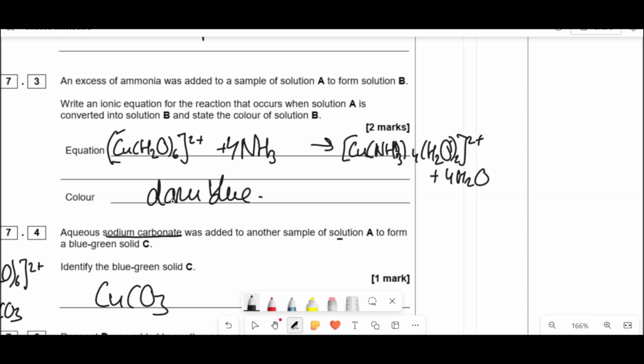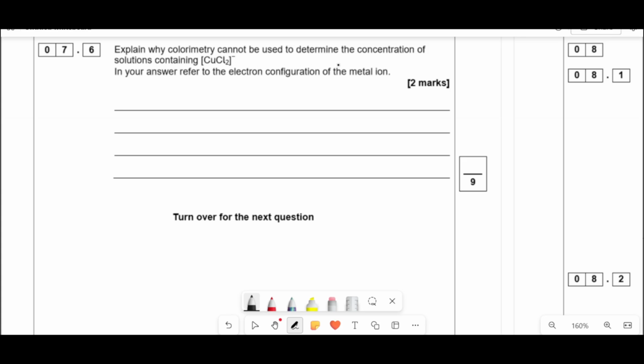Whether that's true or not, I don't know, but it's just a way to make sense of it, because, again, it's much more drastic to have 4 Cl minuses here instead of just 6 NH3s. Explain why colorimetry cannot be used to determine the concentration of solutions containing this, and you should refer to the electron configuration of the metal ion.